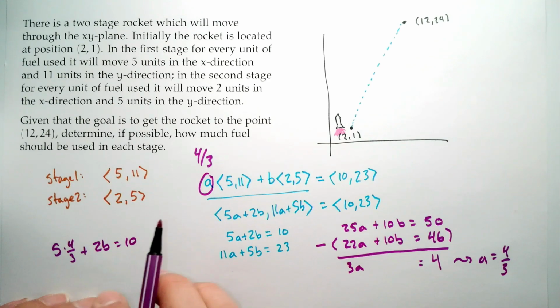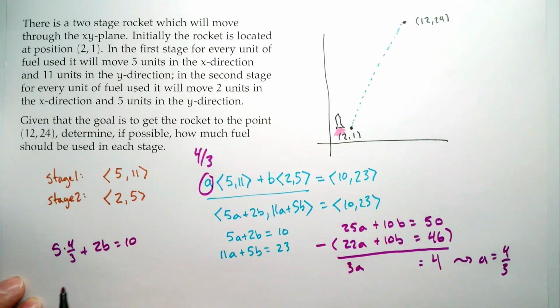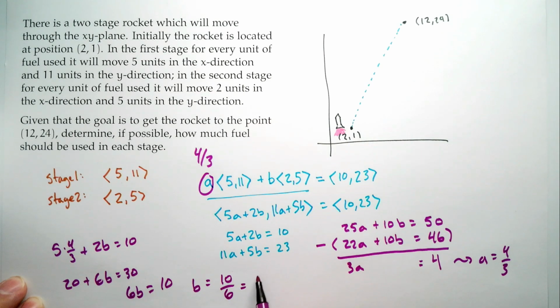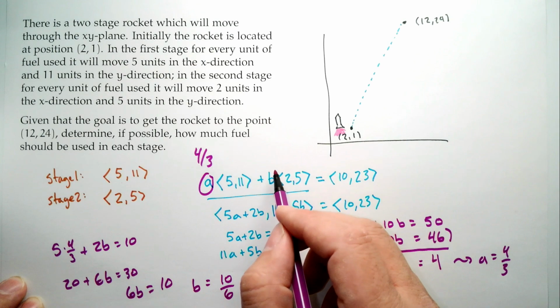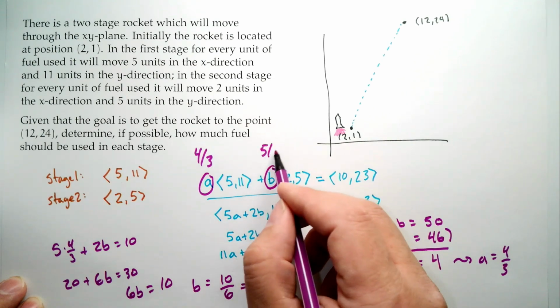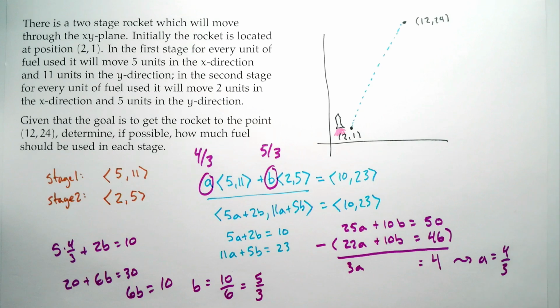Now I don't like fractions, so I'm going to multiply everything by 3. So if we do this, we'll get 20 plus 6b equals 30, because I multiplied everything by 3. 6b is going to equal 10, because I subtract 20 across. And so b is going to be 10 over 6, but that simplifies to 5 over 3. And therefore, in stage 2, we're going to use 5/3 units of fuel. So our combined amount of fuel is 3 total units of fuel. And that'll get us to just the right location.